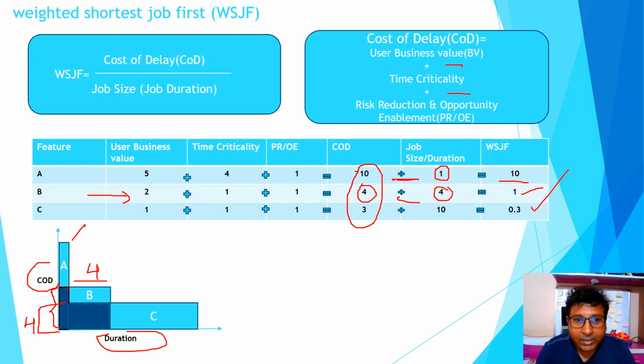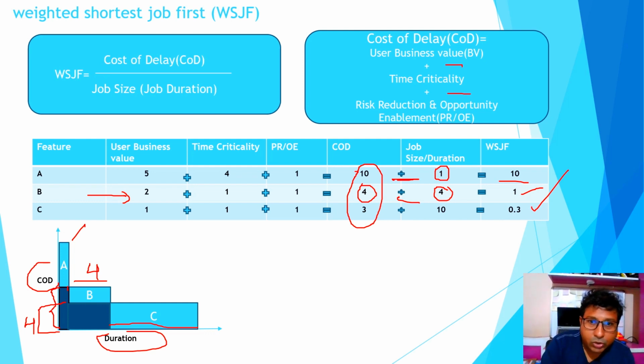Similarly, for C, ideally here we should have a cost of delay line. Please excuse, you can consider this amount of cost of delay, but it is so negligible that it does not appear. So you can consider it in this way. Now that means if you do feature A first, then B, then C, your cost of delay will be less.